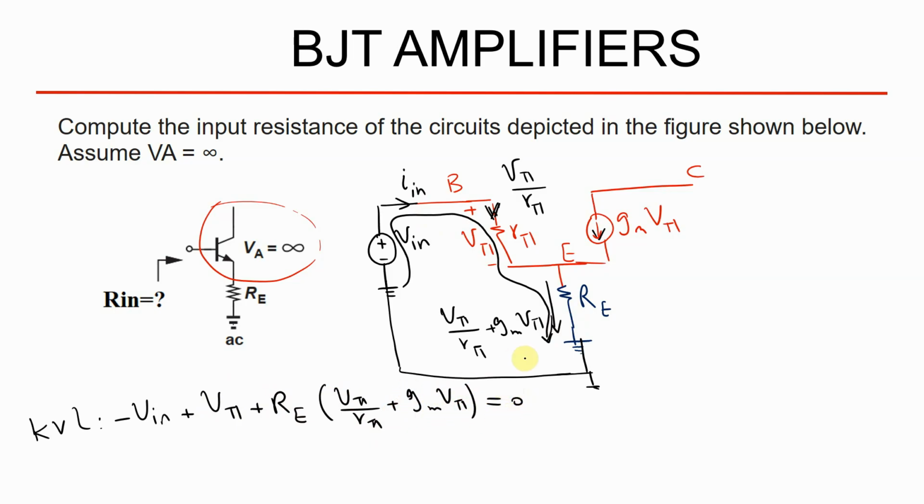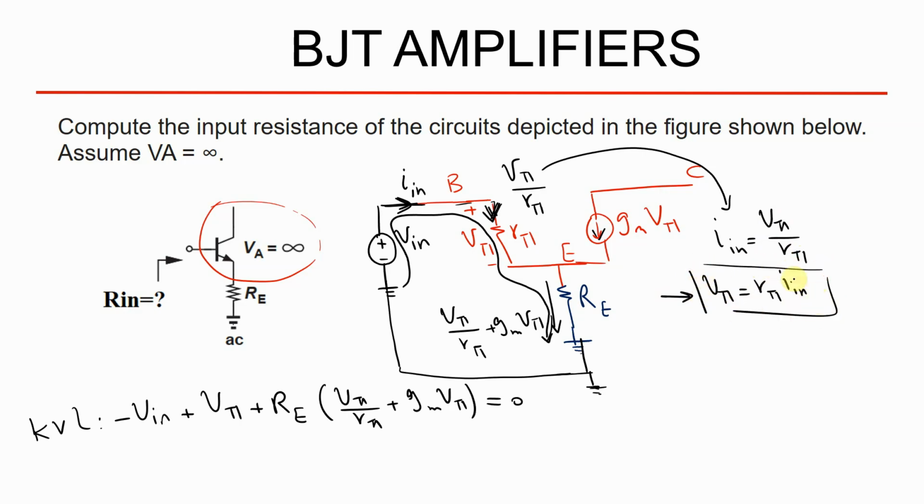Now, there is no I in here, but we can calculate I in. This is I in, and this is exactly I in again, because this is V pi divided by R pi. So here I in equals V pi divided by R pi. By simple mathematics, you can say that V pi equals R pi times I in. Now I can substitute V pi with R pi times I in in this KVL.